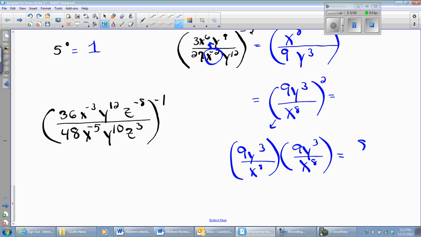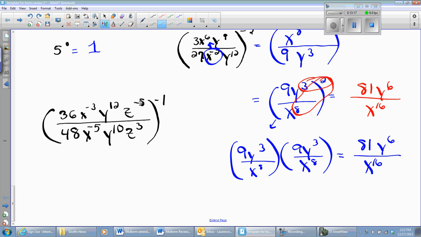9 times 9 is 81. y cubed times y cubed is y to the 6th. And x to the 8th times x to the 8th is x to the 16th. Now I could have gotten that answer by squaring 9, multiplying my power to a power to get y to the 6th, and then multiplying the 8 times the 2 to get x to the 16th. Either way, the important thing is get the right answer. Okay, I think that's it.